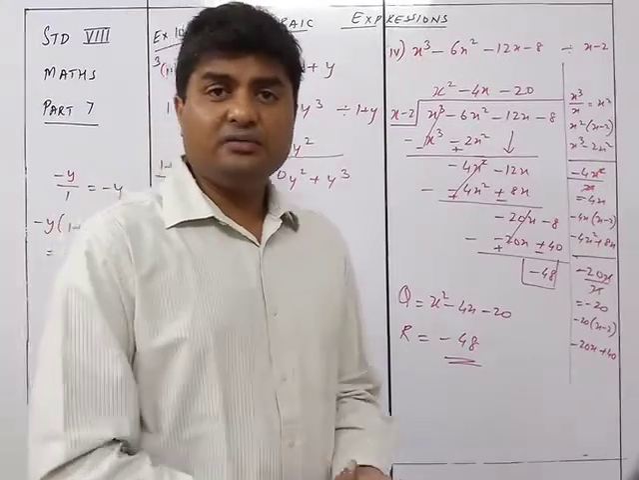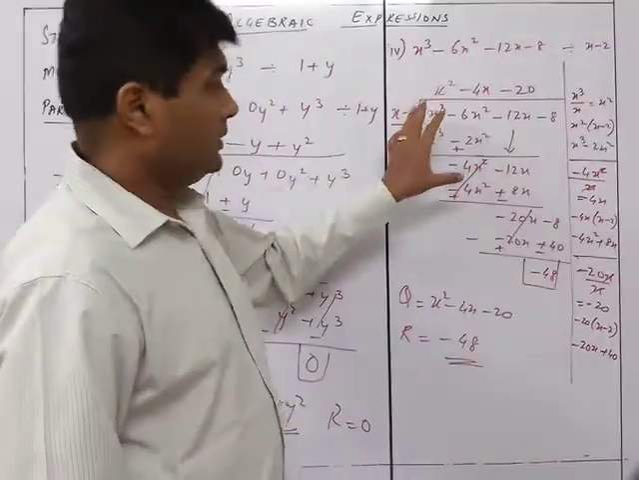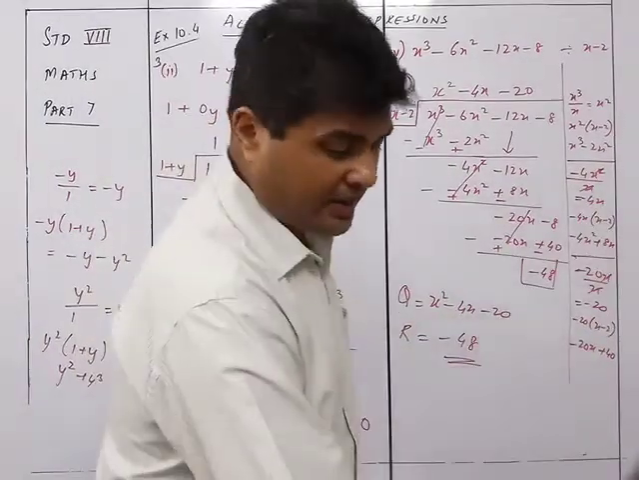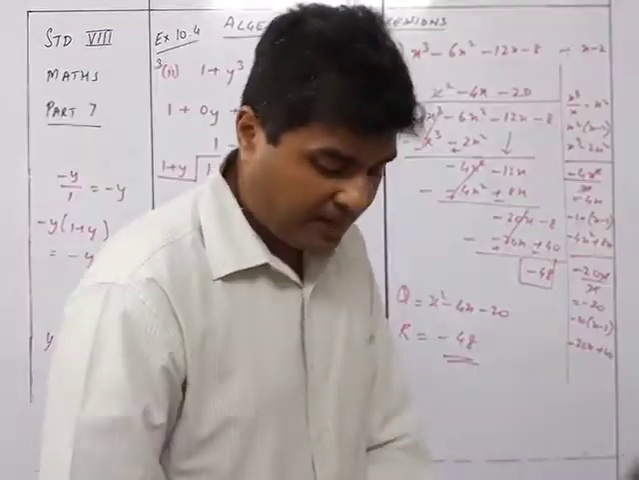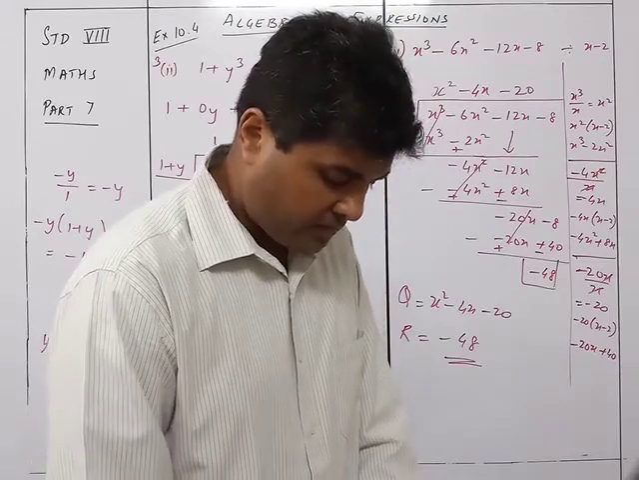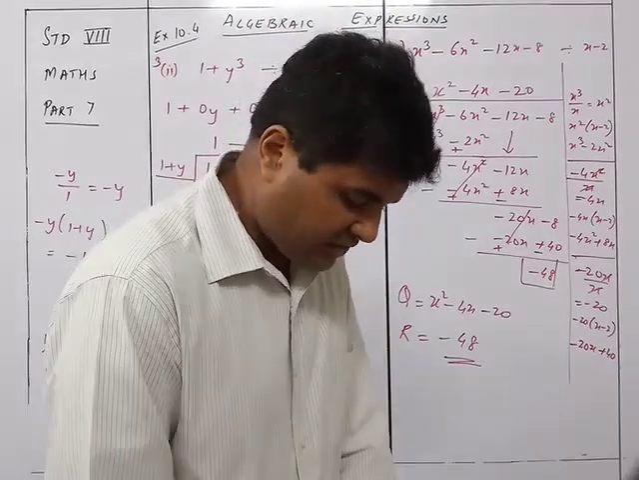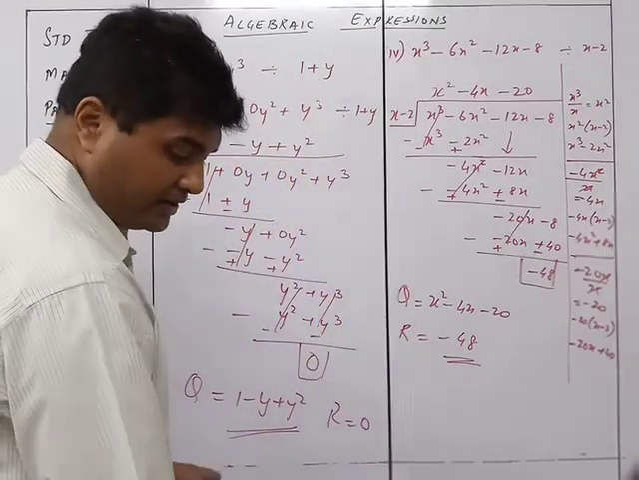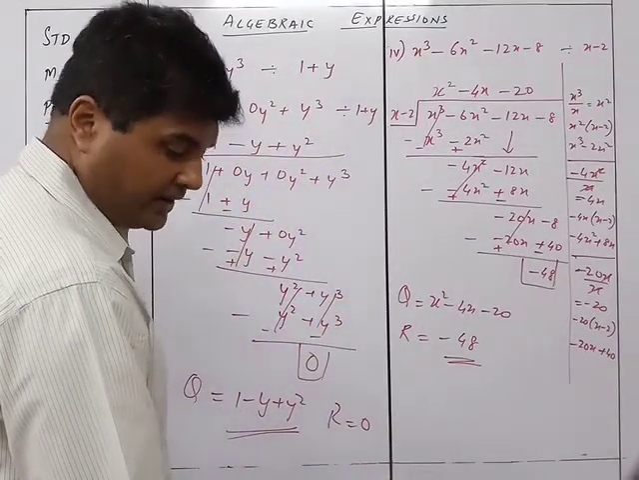Is this clear? You understood this part? The rough work part is very, very important. I told you again and again, I'm telling you again and again, that the rough work part is very, very important. Do not miss out on the rough work part. So we have the answer over here. The point was, this one was y square minus y plus 1 and 0. And the fourth one is x square.